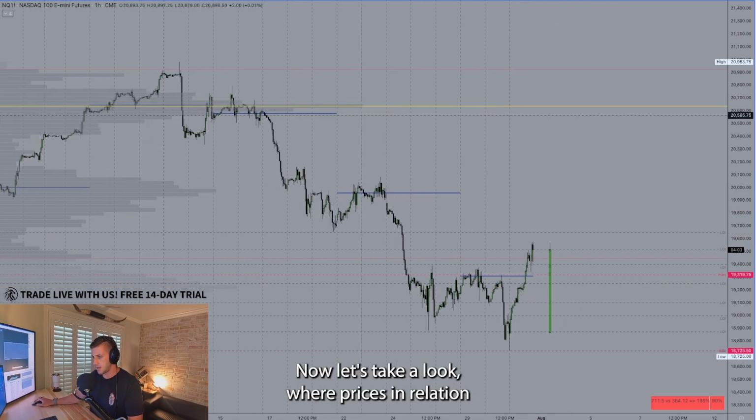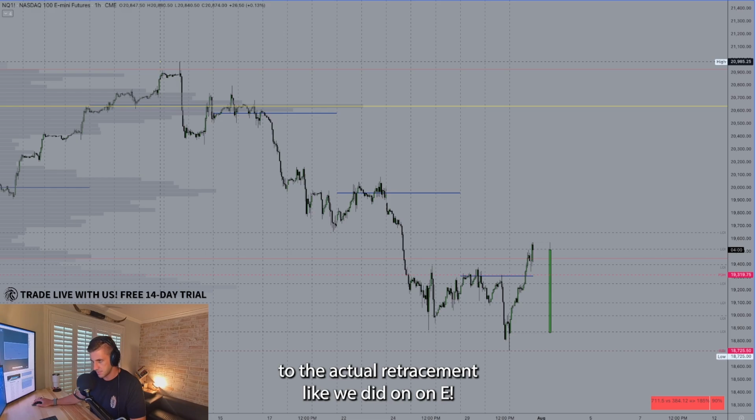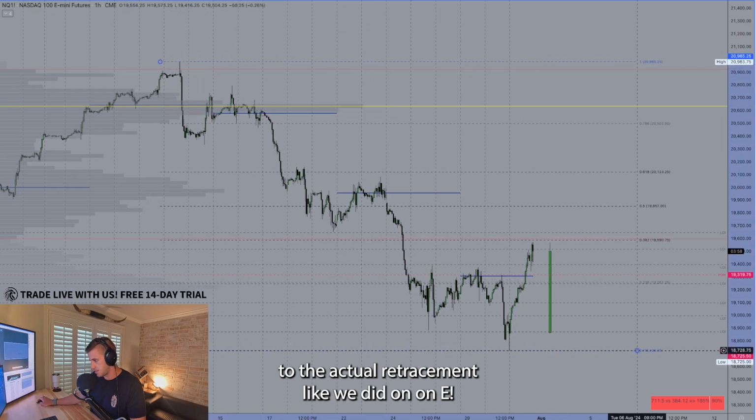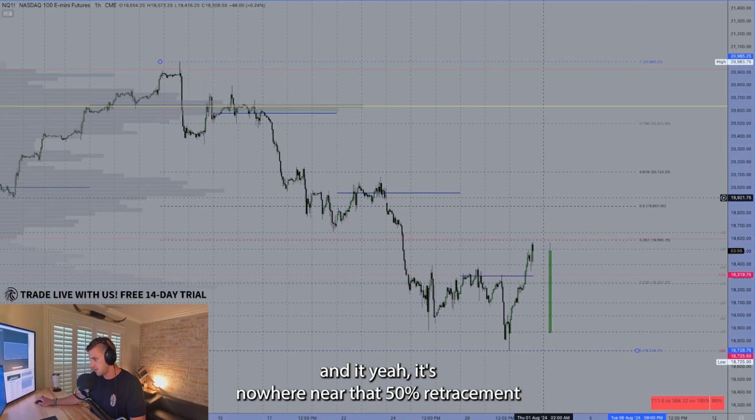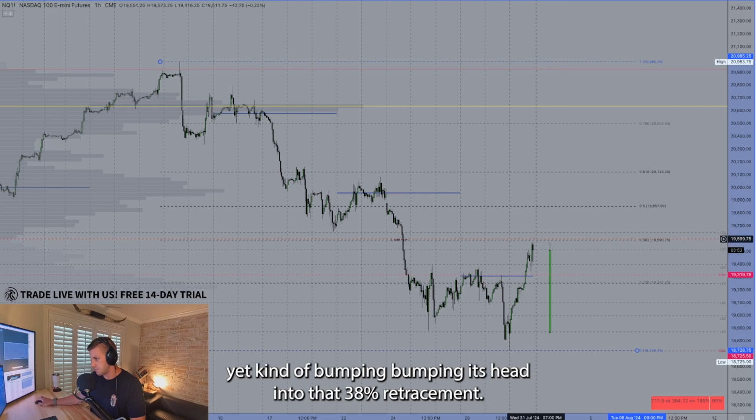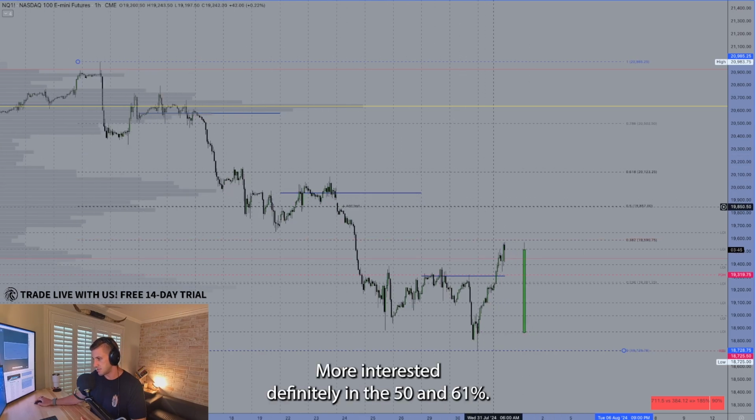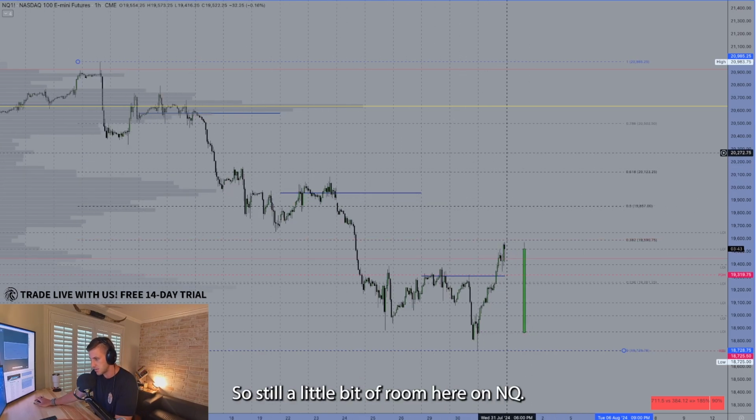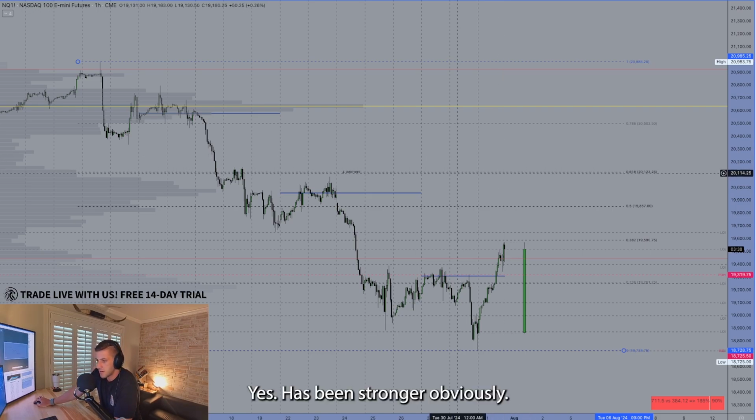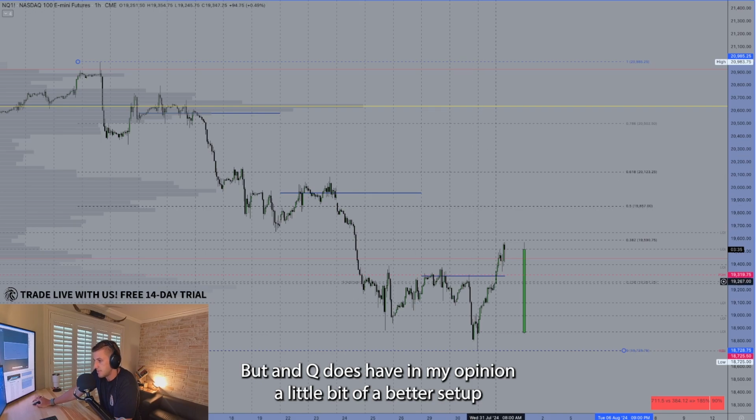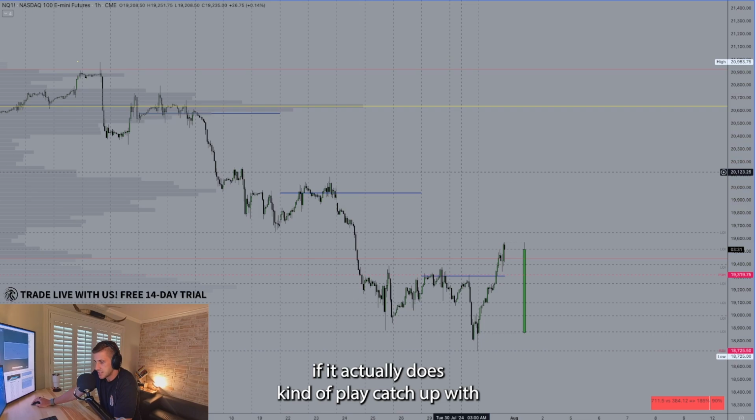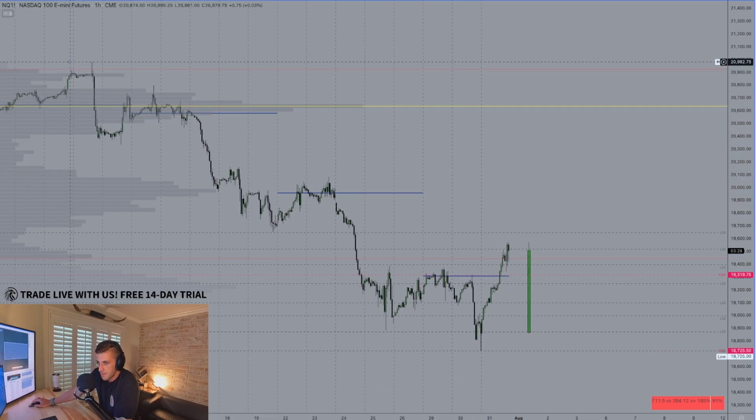Now let's take a look at where price is in relation to the actual retracement like we did on ES. And it's nowhere near that 50% retracement yet, kind of bumping its head into that 38% retracement. It's notable, but it's more of a shallow level, right? More interested definitely in the 50 and 61%. So still a little bit of room here on NQ. ES has been stronger, obviously, but NQ does have, in my opinion, a little bit of a better setup if it actually does play catch up with that ES move.